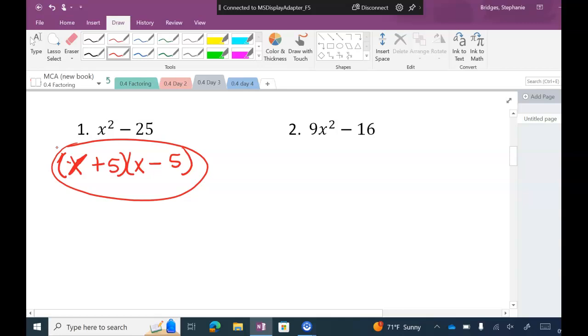Does everybody kind of remember difference of squares? All right, let's go with number 2. 9x squared minus 16. Do I have a GCF here? No. Are both my terms perfect squares and they're being subtracted? Yes. So let's set up our 2 parentheses.